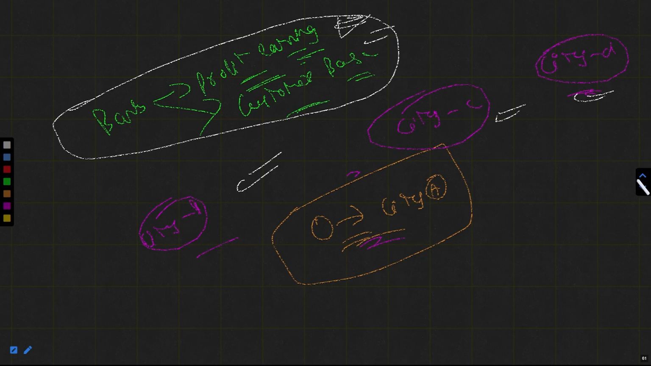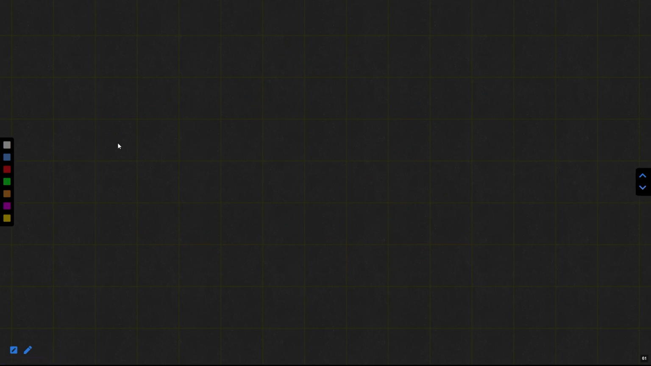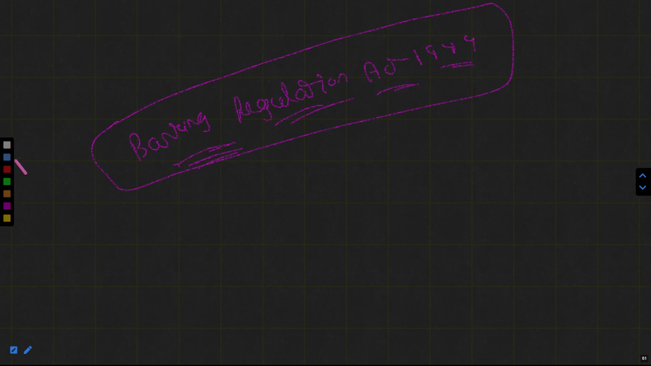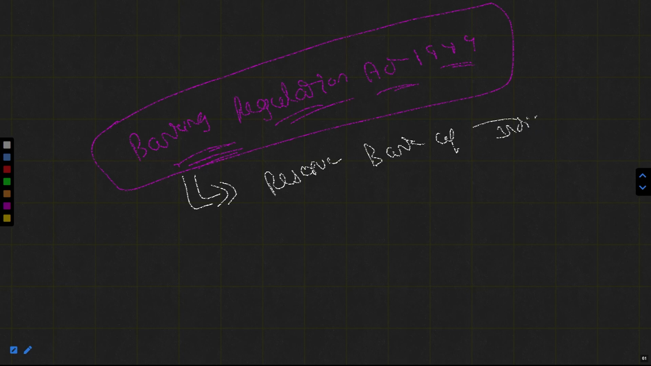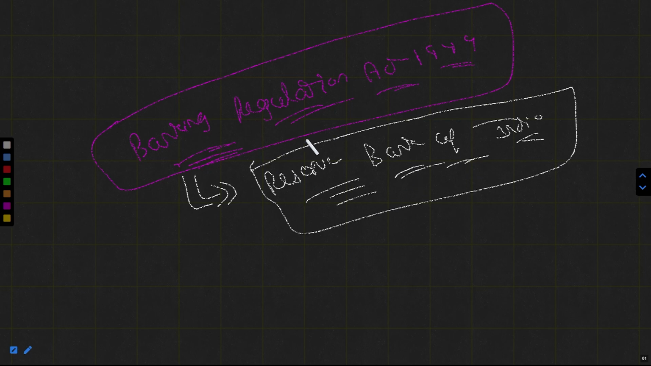Okay, and remember, all of these things are mentioned in the Banking Regulation Act 1949. And which organization ensures that all the provisions of the BRA 1949 are being met? The organization name is the Reserve Bank of India, because it was established as a regulatory authority by the BRA Act.